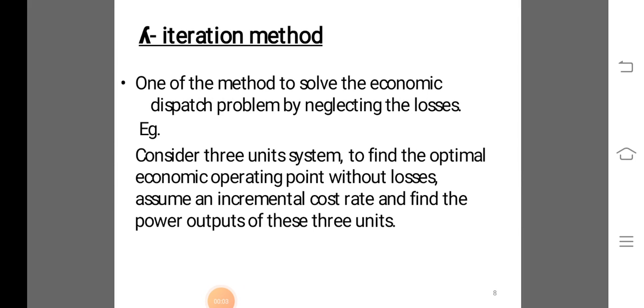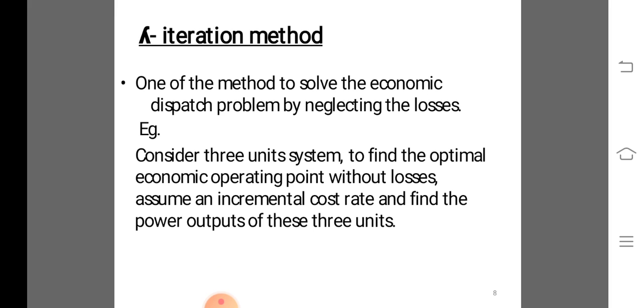Comes with lambda iteration method. Lambda iteration method of solution for the all thermal dispatching problem neglecting losses. We can approach the solution to this problem by considering a graphical technique for solving the problem and then extending this into the area of computer algorithms.